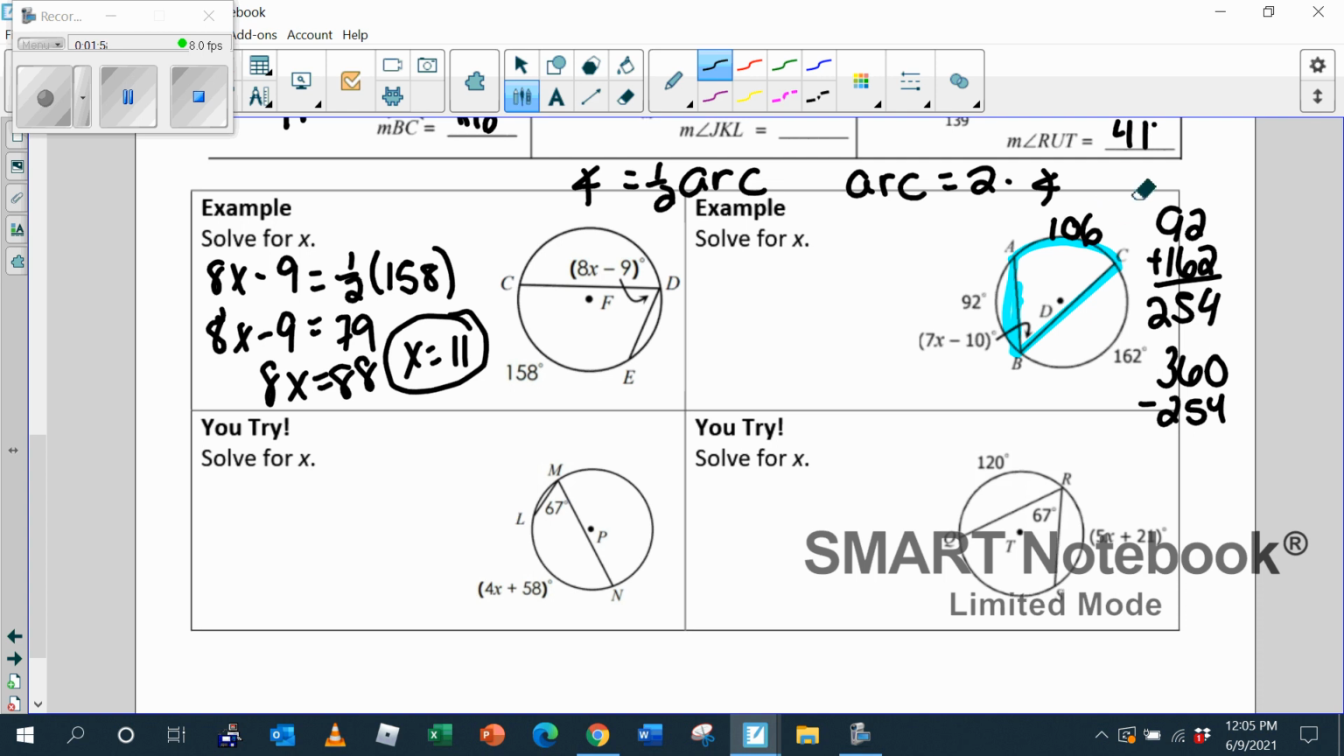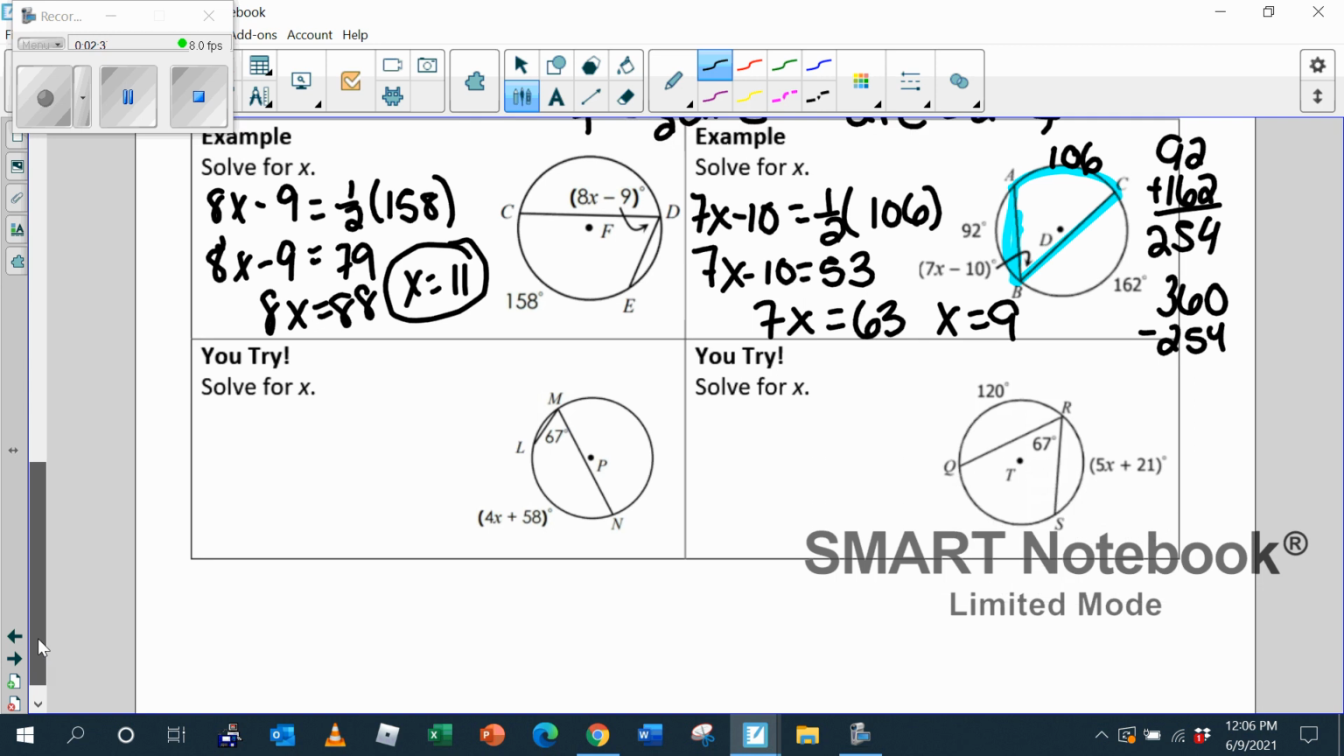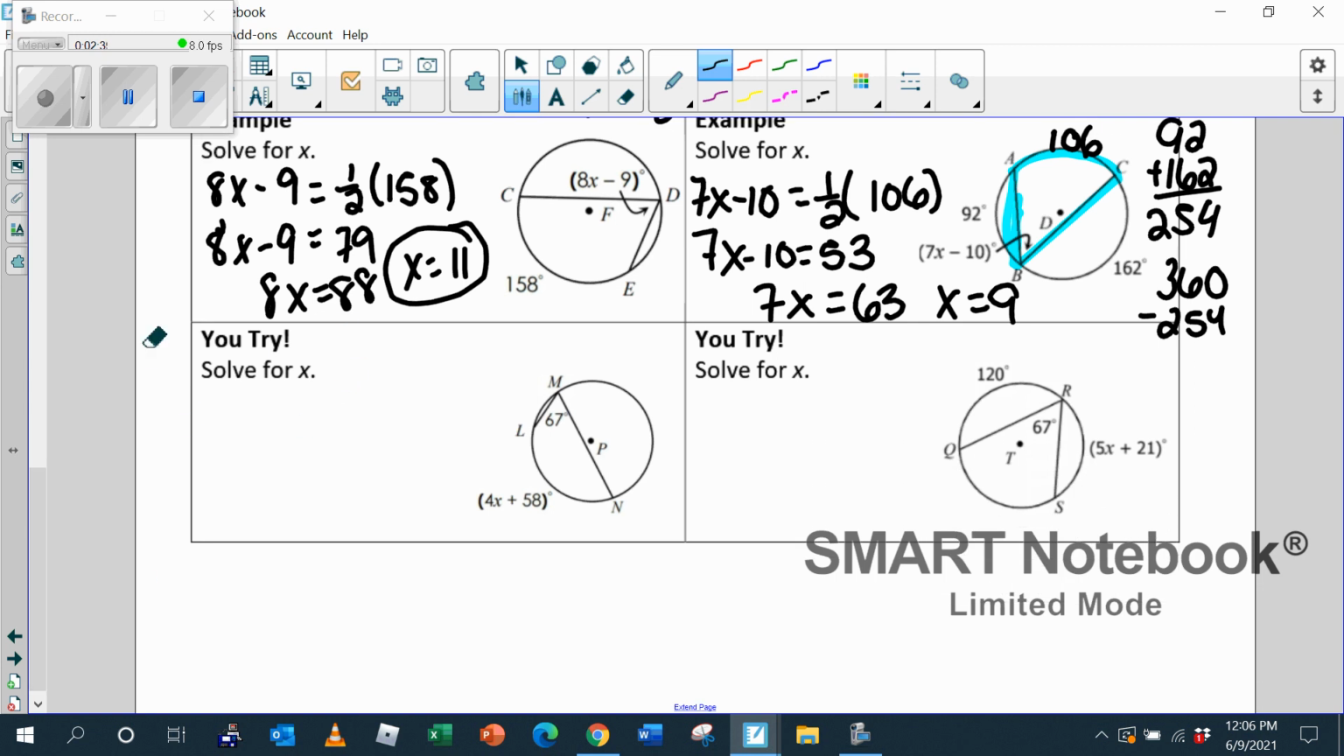Remember, that's not exactly what I'm asking for. We needed that to now solve for the x in the angle. So use this guy. Your angle, 7x minus 10, equals 1/2 times the arc, right? So 7x minus 10 equals 1/2 of 106 is 53. We're going to add 10 to both sides to get 7x is equal to 63 and x is equal to 9. You can always pause this, remember, if I'm going too fast. If you can't write quick enough, pause it, look at my screen, jot it down, and then you can move on.